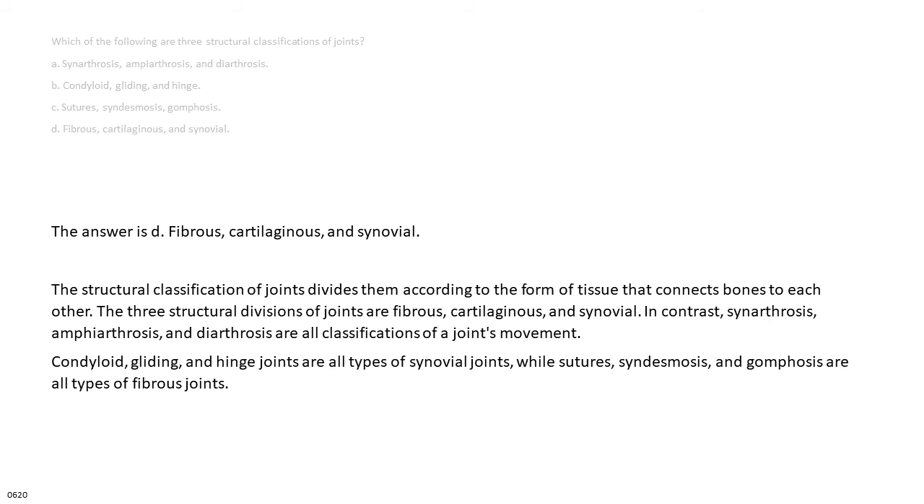The answer is D. Fibrous, cartilaginous, and synovial. The structural classification of joints divides them according to the form of tissue that connects bones to each other. The three structural divisions of joints are fibrous, cartilaginous, and synovial. In contrast, synarthrosis, amphiarthrosis, and diarthrosis are all classifications of a joint's movement. Condyloid, gliding, and hinge joints are all types of synovial joints, while sutures, syndesmosis, and gomphosis are all types of fibrous joints.